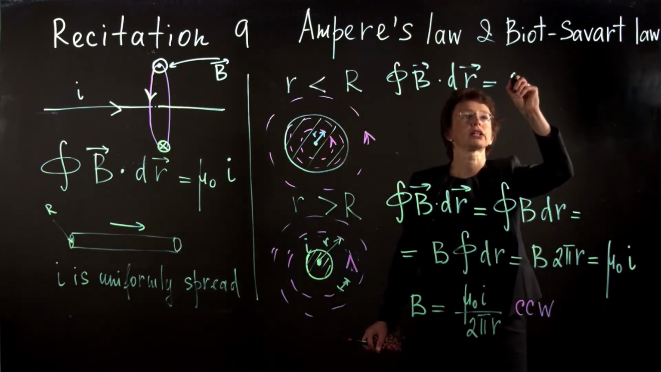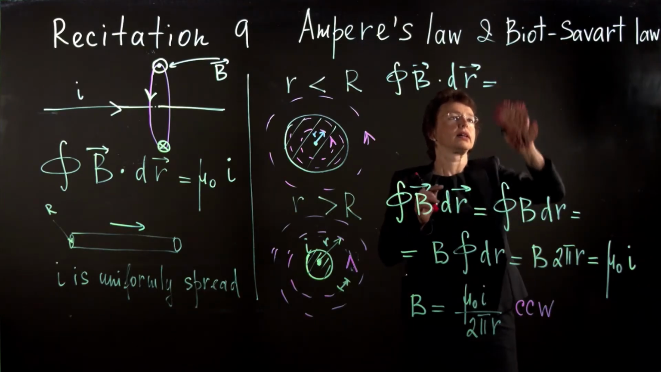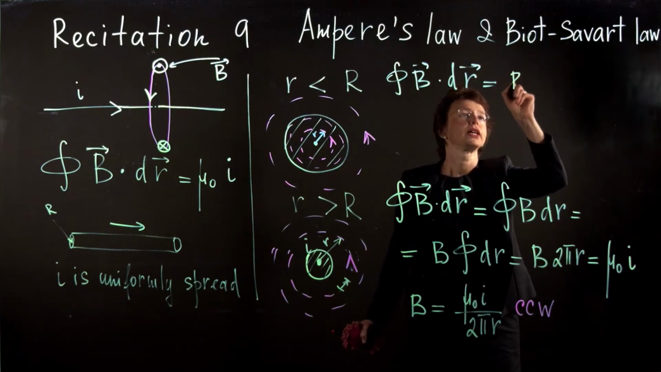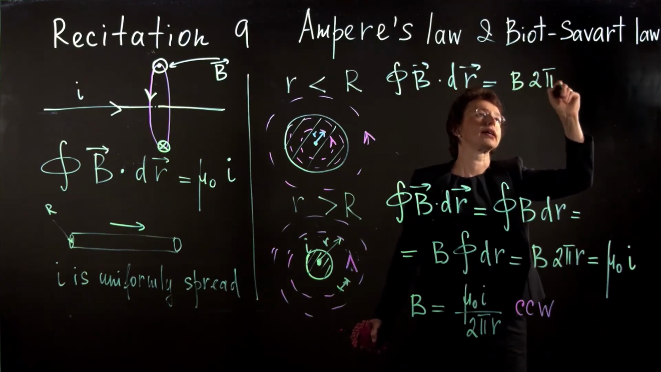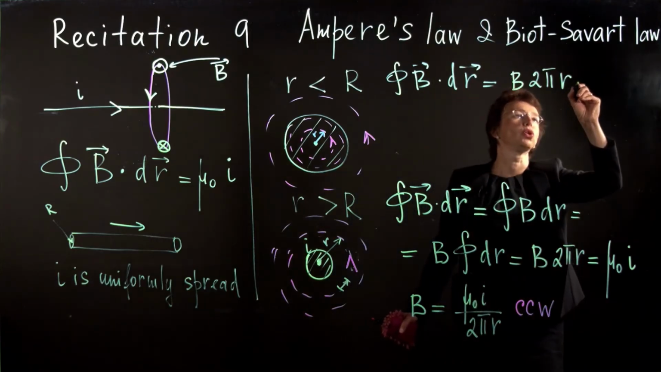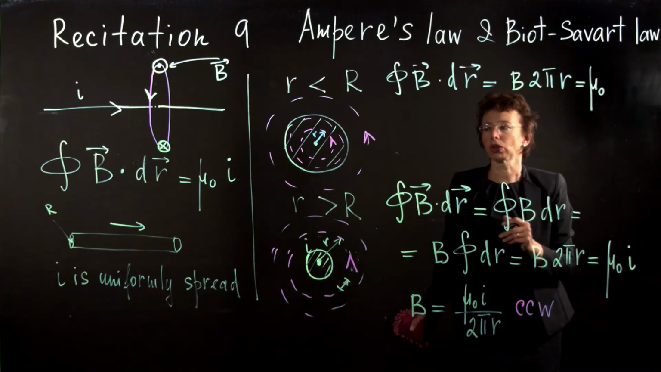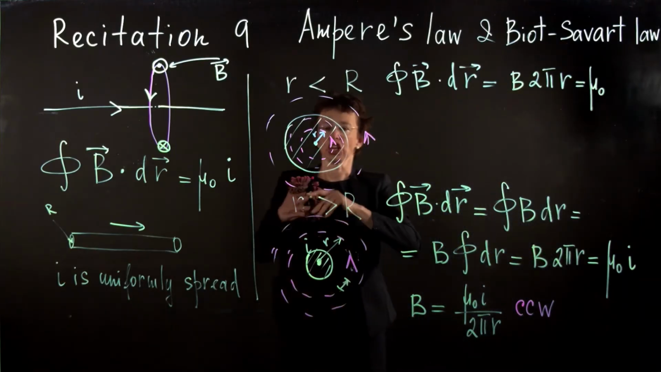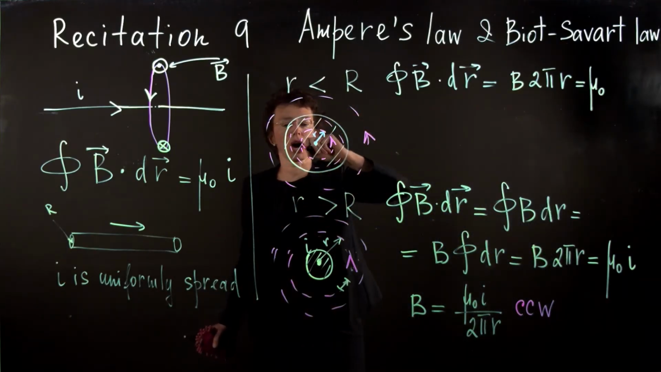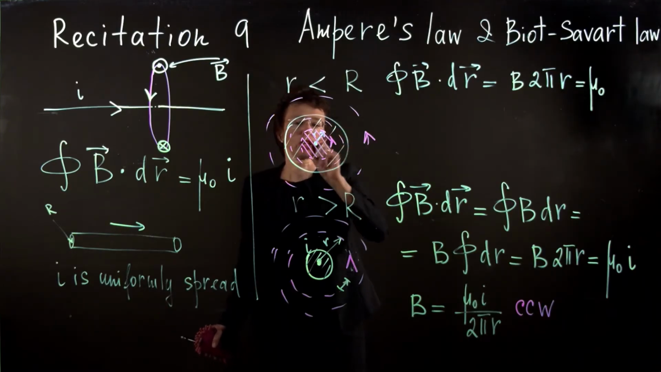Radius is little r. So I put B times 2 pi r. And this is equal to mu naught times the current enclosed. What is the current enclosed by our arbitrary loop? What is the current enclosed right here?